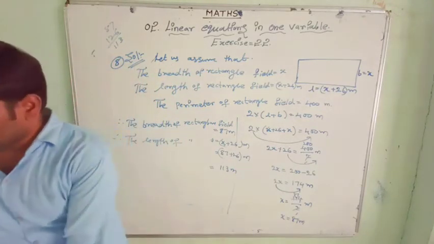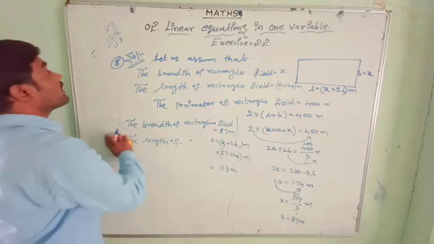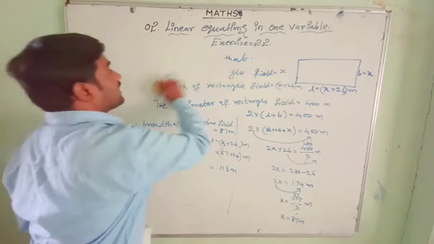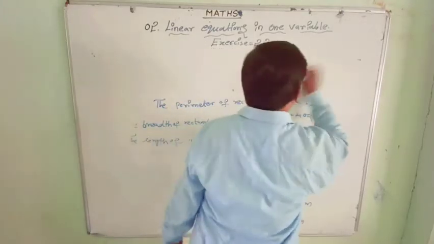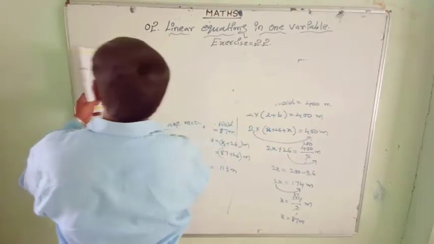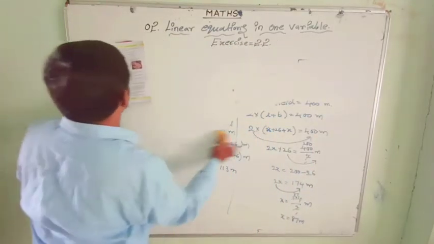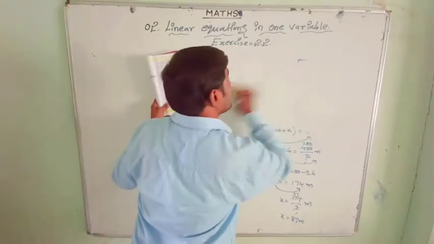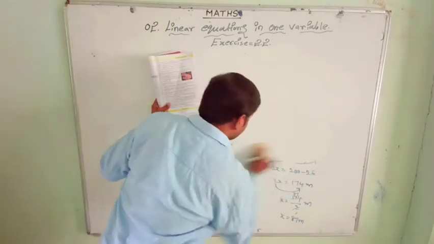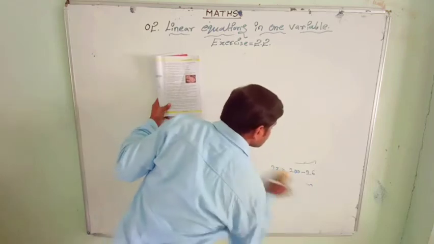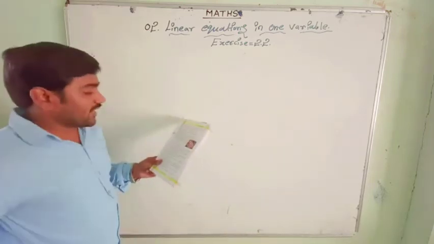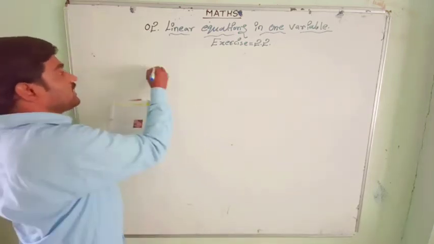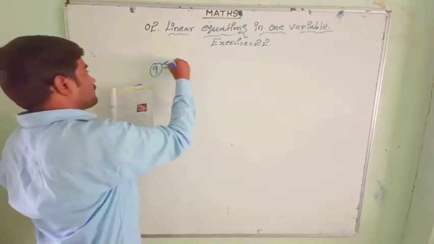The length around the rectangular field means the perimeter of the rectangle. The next question will also be the same as this problem. Again we have to use the same perimeter of the rectangle formula only. So try the next problem once. The ninth question.